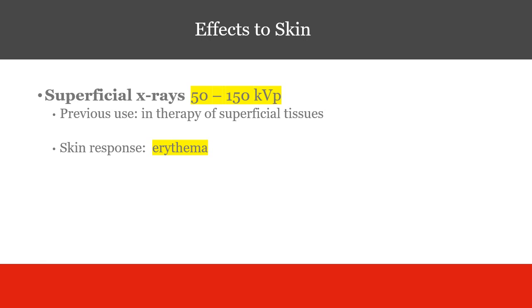Superficial X-rays were previously used in therapy of superficial tissues, which makes sense why they're called superficial X-rays. There are different sources. One says the X-rays varied between 50 to 100 kVp. The other one said between 50 to 150. So I just put the total range for the kVp amount. But the skin response was just erythema. Not that that was bad, but it was just different levels of erythema.